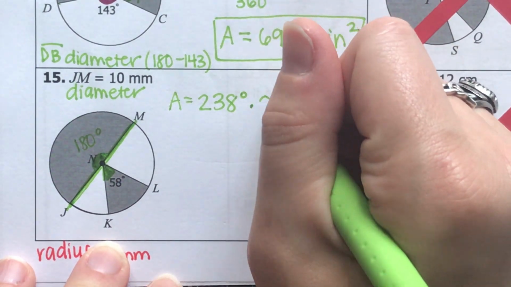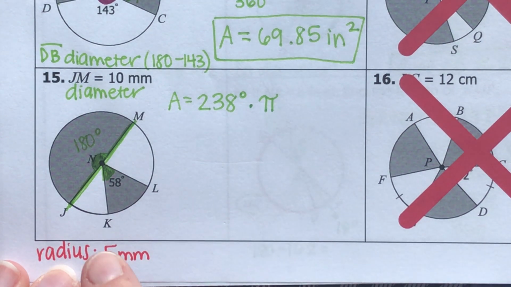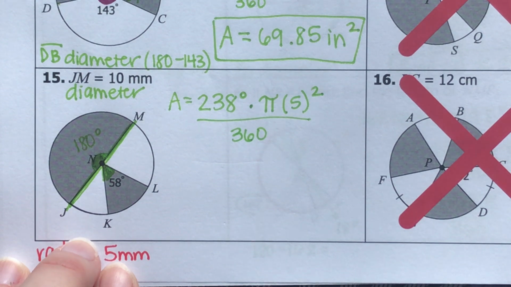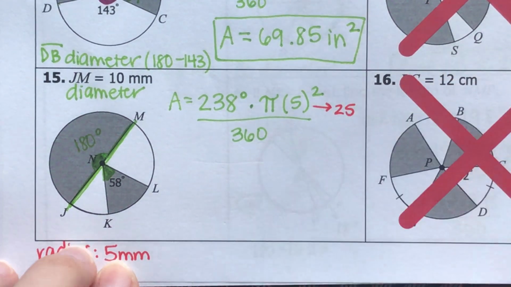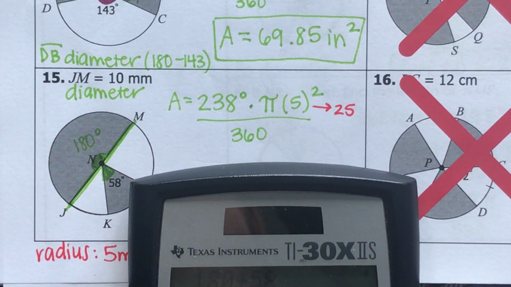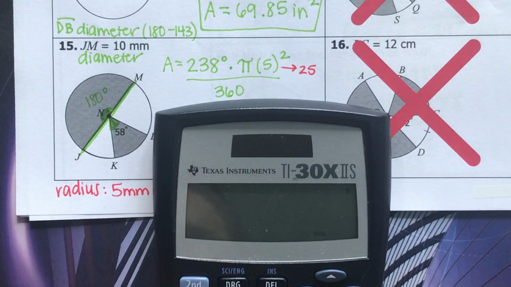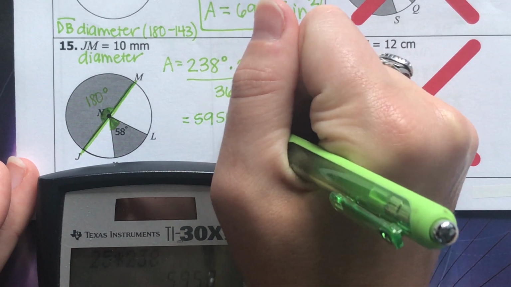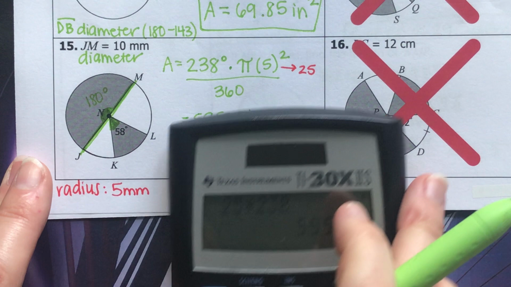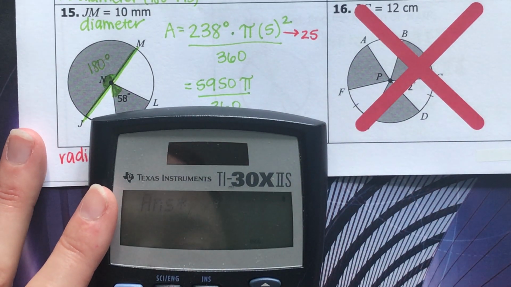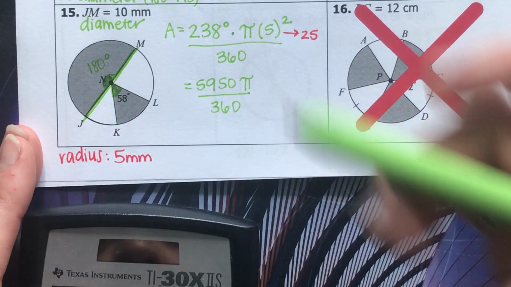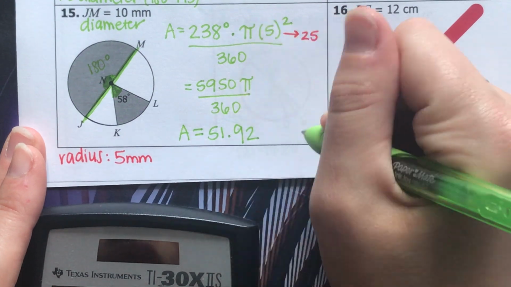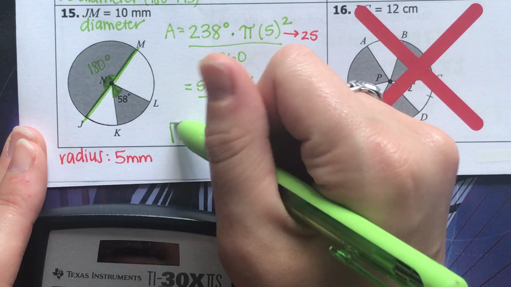So 238 times pi r squared. Now be careful, you know your radius is 5. Divided by 360. First thing I'm going to do, I know that 5 squared is really 25. So I'm going to zoom out just a little here. All right, so I've got 25 times 238, which is 5950 pi over 360. So I take that number, multiply times pi, and then divide it by 360. So my final answer is that the area is equal to 51.92, and it's millimeters, and it's squared because it is area.